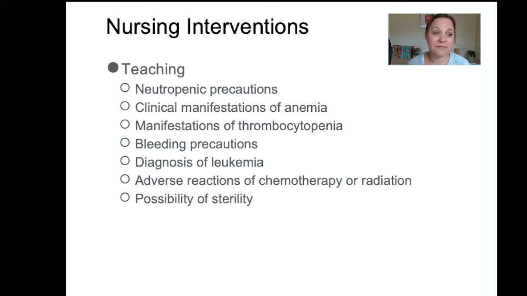We want to think about safety precautions because of their risk for bleeding. We're going to teach them about their diagnosis of leukemia so that they understand what's going on in their body. We're going to talk about those adverse reactions from chemo and radiation, and the possibility of sterility. So the cancer treatments themselves can cause sterility. And so if it's an adult patient, sometimes they'll harvest a female patient's eggs before starting the treatment so that they have the chance of having children in the future. But family planning should be part of the conversation because of the risk for that in the chemotherapy itself.